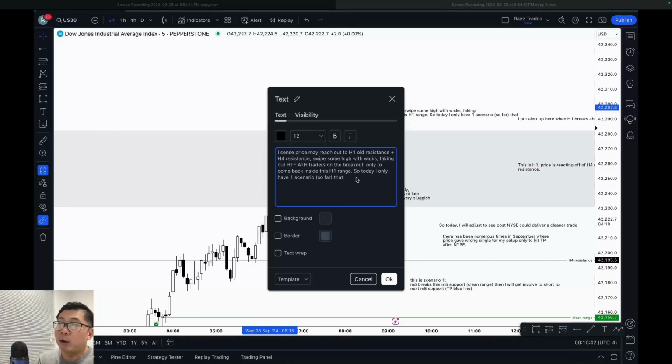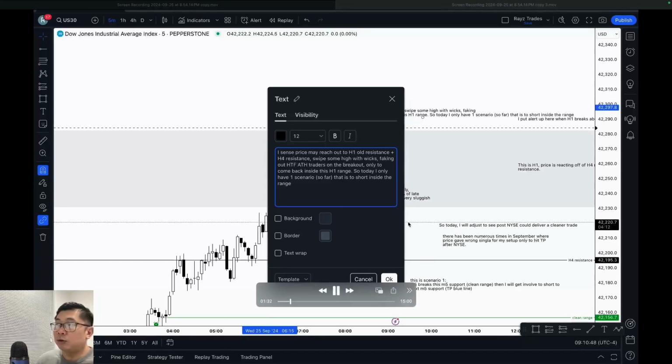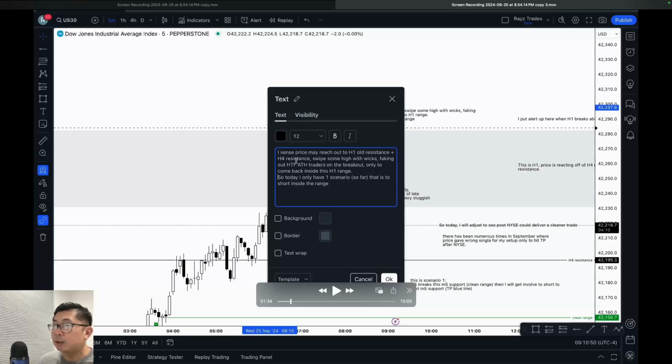So today I only have one scenario so far, in brackets, because I don't know what price is going to do. That is too short, too short inside the range. Let me just say, I sense price may reach out to the 1 hour old resistance and 4 hour resistance, which is here, above here. Swap some highs with wicks, only to come back inside, to go into my area to sell into. So today I only have one scenario.